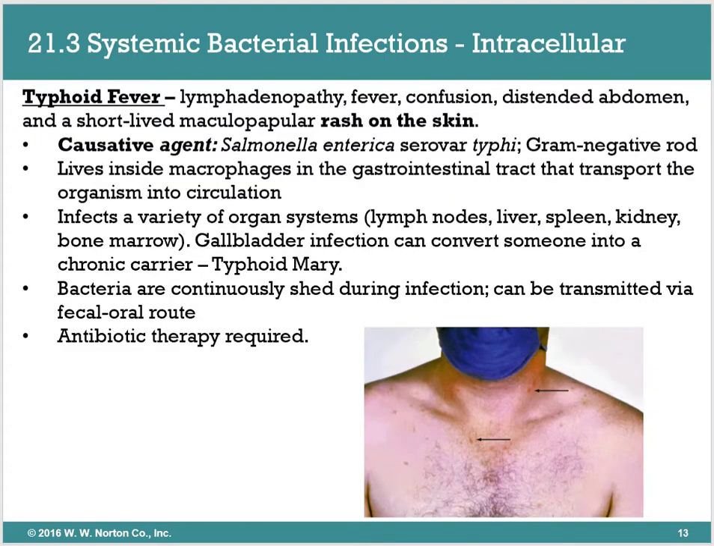So typhoid fever. So typhoid fever, what it does is that it will cause fever. It can also cause confusion. So some neurological aspect is involved in typhoid fever. You'll have abdominal distension, meaning the belly will look bloated, excessively bloated. And then also you'll have short-lived rashes on your skin. So you'll get like these little dots. So that's the rashes.